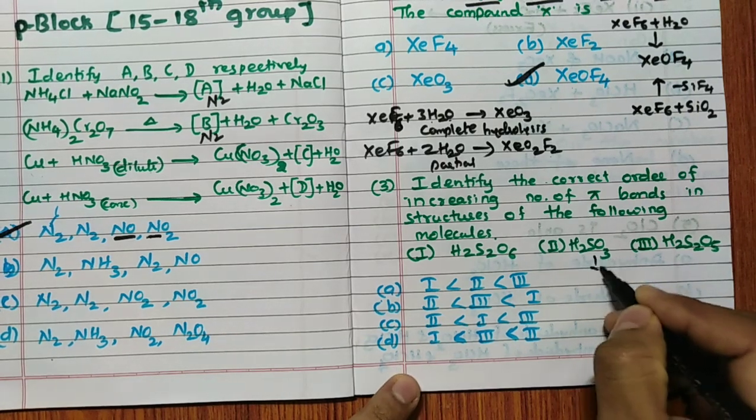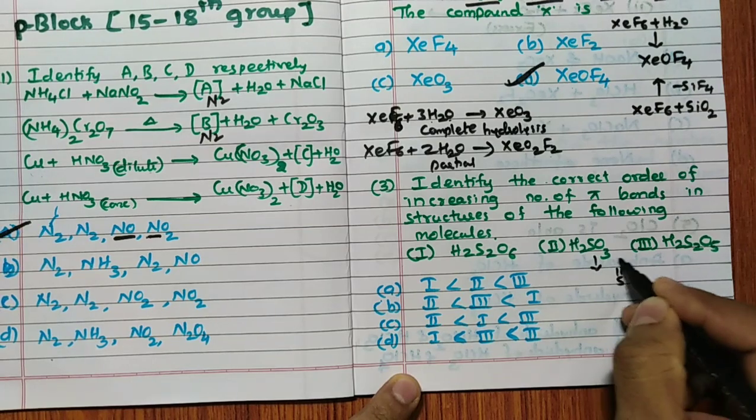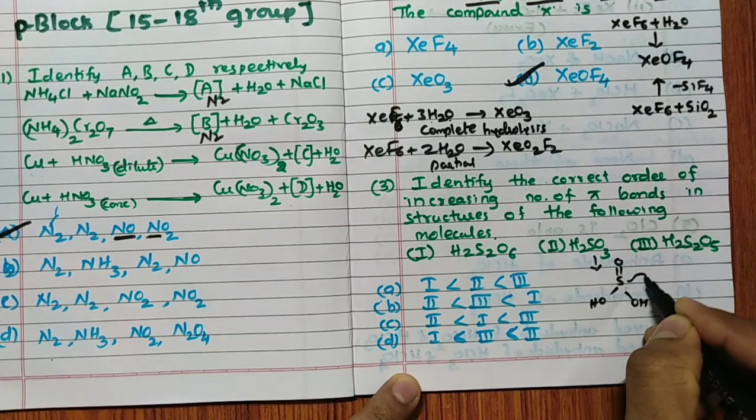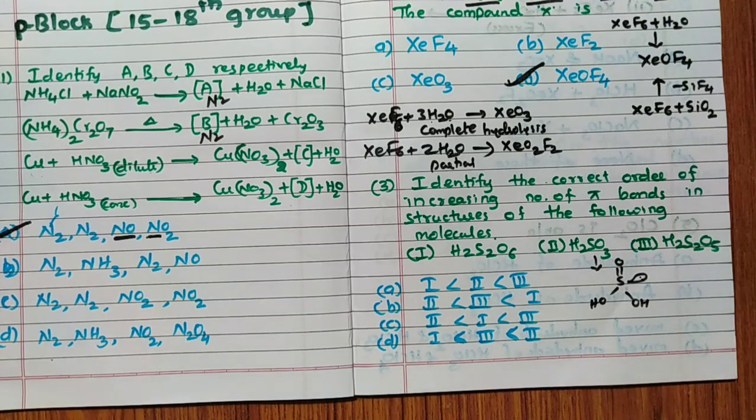Fine, once again I will tell you. Simple one I will draw it first. H2SO3 structure is S double bond O, OH here, OH here, and there is one lone pair present. That is the H2SO3 structure.